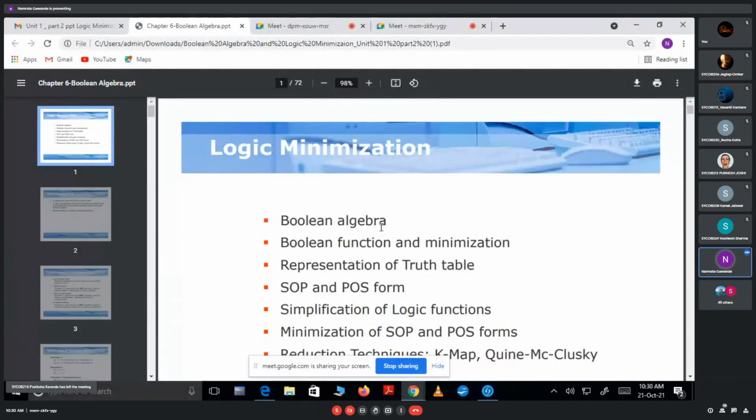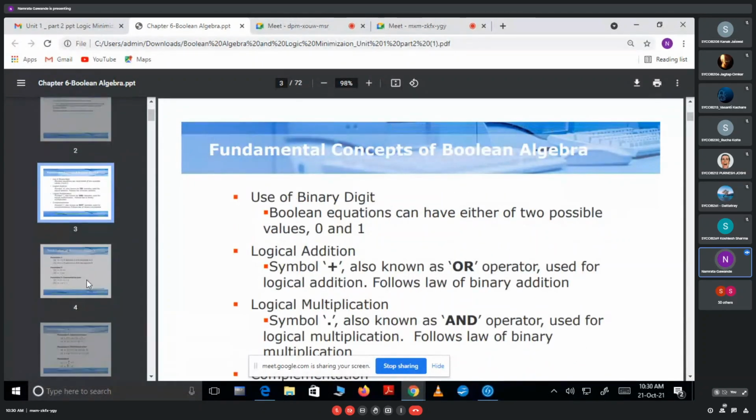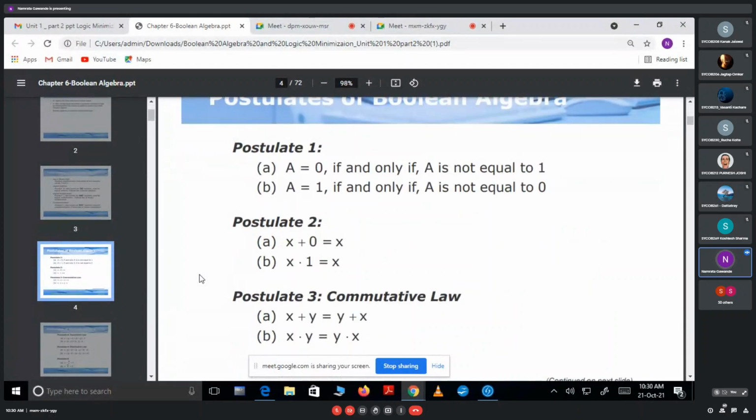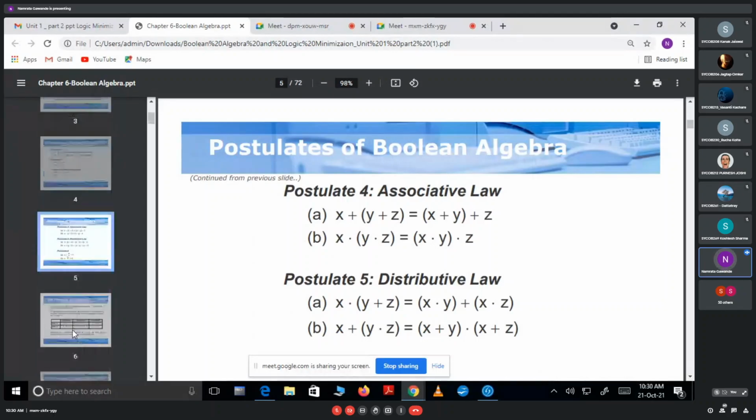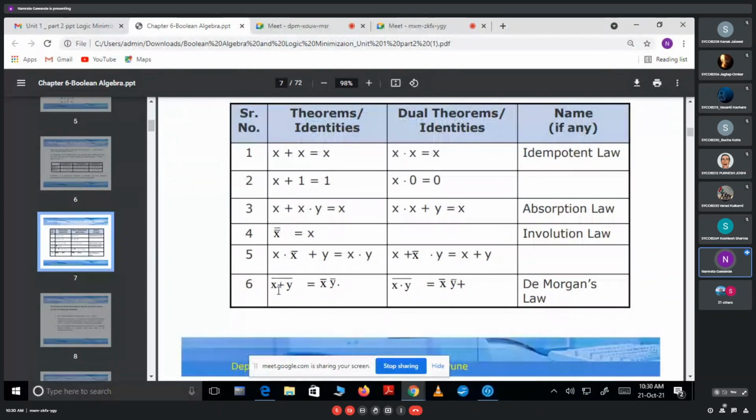So minimization, it can be the logic minimization. It can be done in a number of ways. That is the first way: the Boolean algebra that we have seen. There we have seen the different postulates. These are some postulates. Among that, as I said, this is the most important postulate.